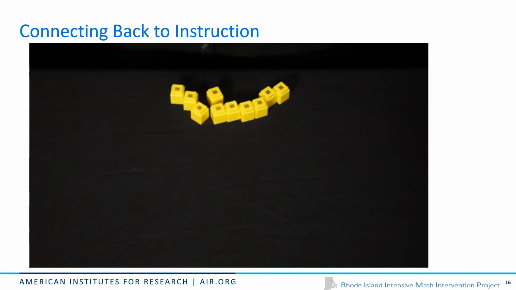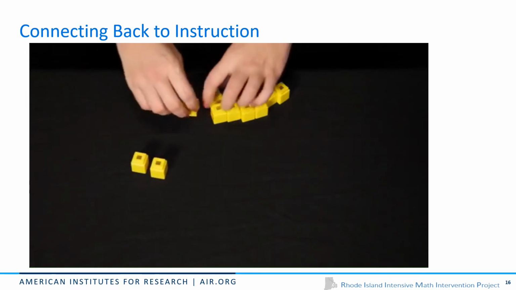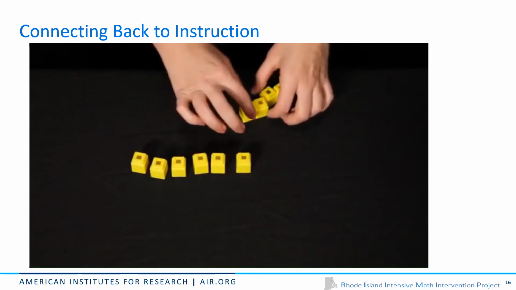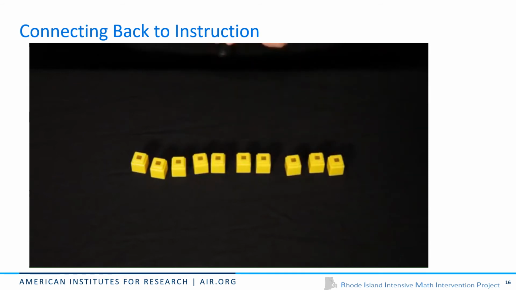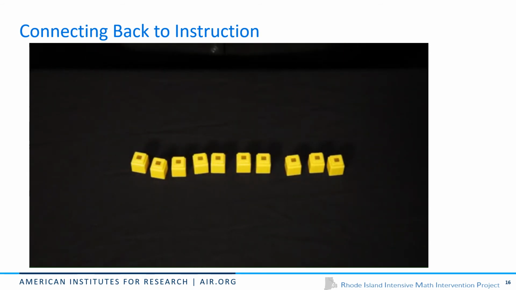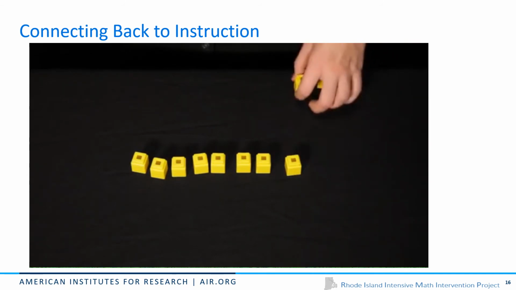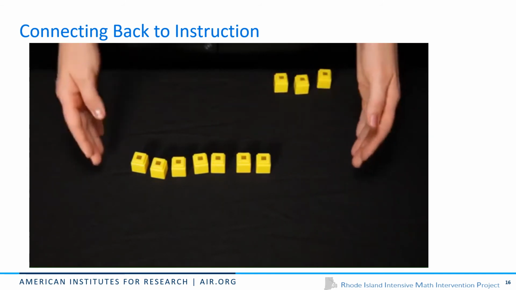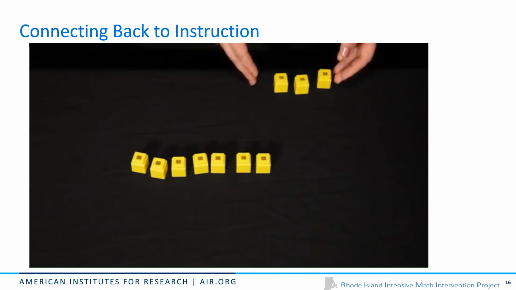There are two concepts of subtraction that students should understand. The first is taking away. So I have a set of objects, 1, 2, 3, 4, 5, 6, 7, 8, 9, 10, and I'm going to take away from this set. I'm going to take away 3. 1, 2, 3. When I had 10 and I took away 3, I have 7 left. So that is the takeaway model.